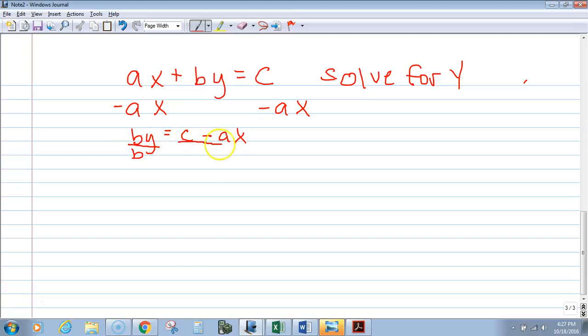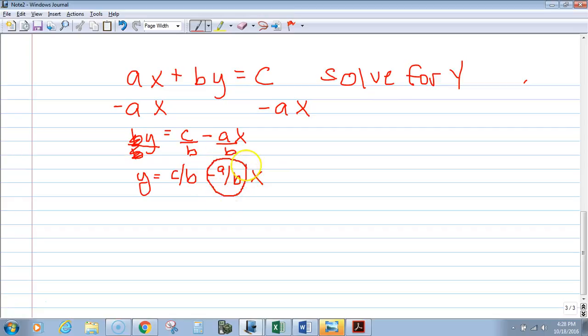And then you could just say, okay, everything divided by B, but I don't want to do that. Sometimes that's okay, but I know I don't. I want to divide each thing. I want to divide C by B, and I want to divide A by B, because what happens is this. Now I have C over B minus A over B x. This is slope-intercept form, right?